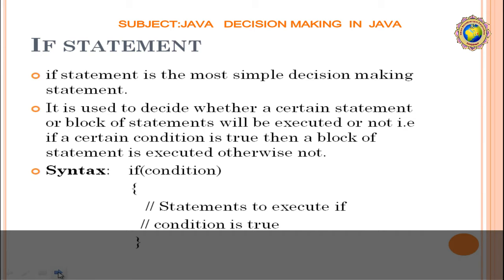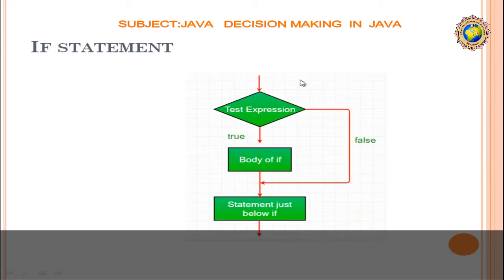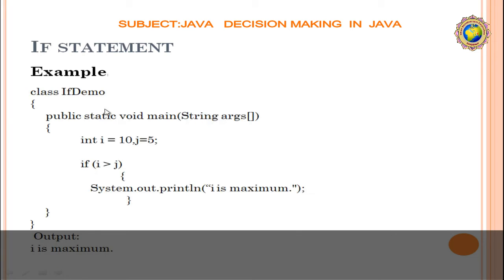Now let's see the flowchart of the if statement. What happens is that the test expression, that means the condition, is checked. If it is true, then the body of code is executed. If it is false, then it quits from the block. So this is about the flowchart of the if statement. Next, let's see the example of the if statement.